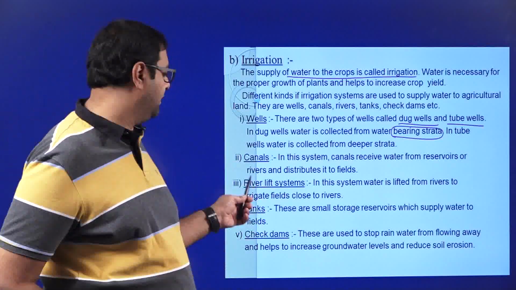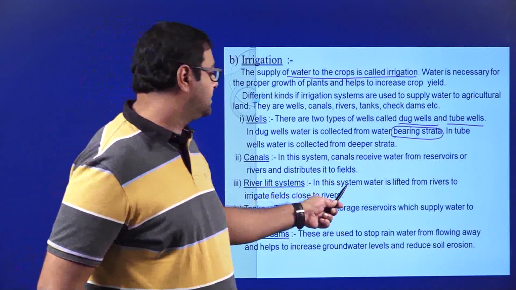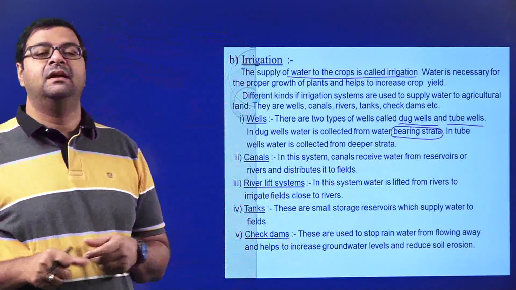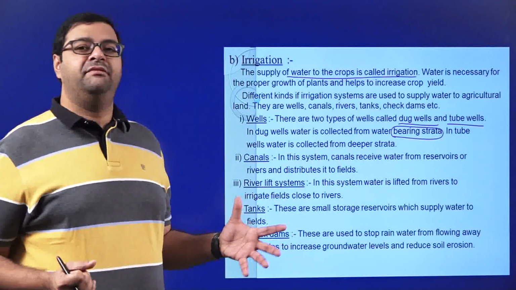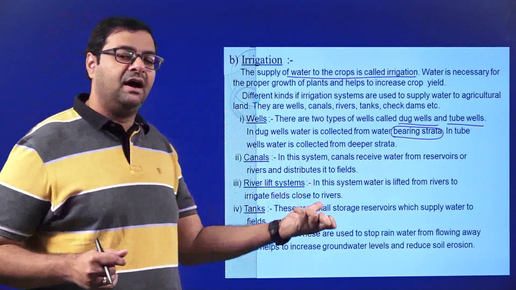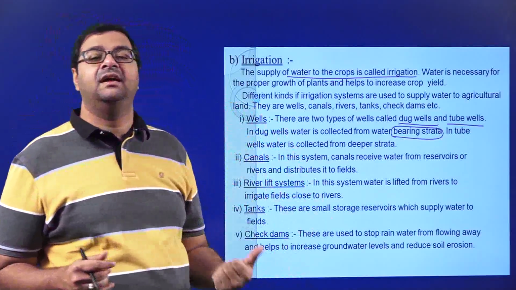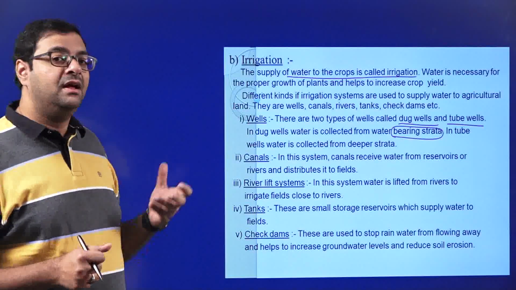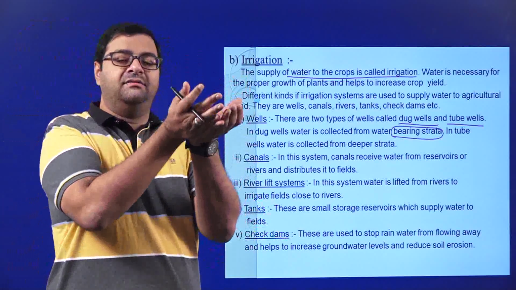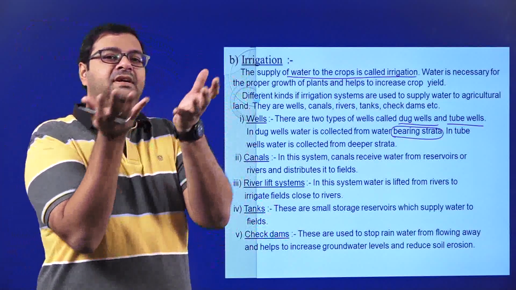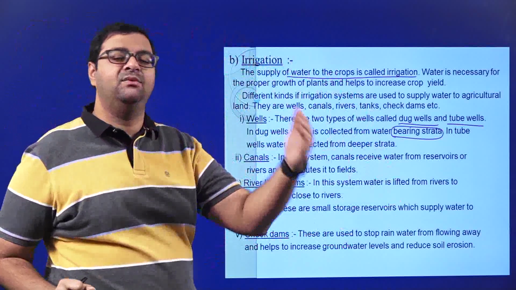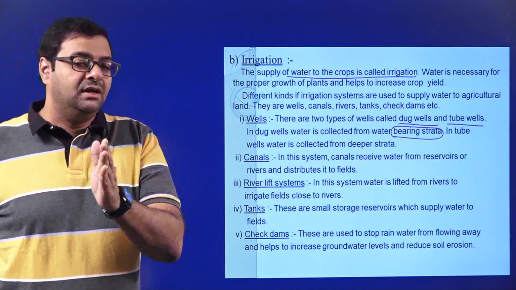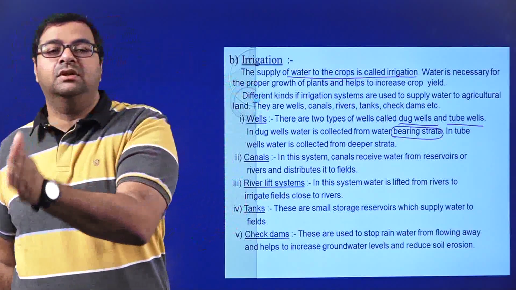Then you have river lift systems. In this system, water is lifted from rivers to irrigate fields close to the rivers. Now, a river is flowing next to a field. So how does the water get taken up there? You have a river lift system. I'll show you the image also. In that, the water is lifted from the river, through any vessel, and then it is put into another canal where the water is transferred to the fields. But this is possible only when the crop is near to the river.